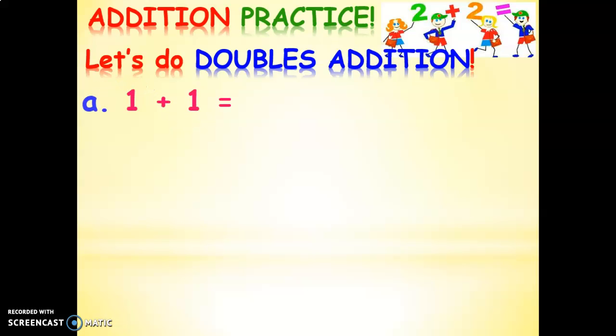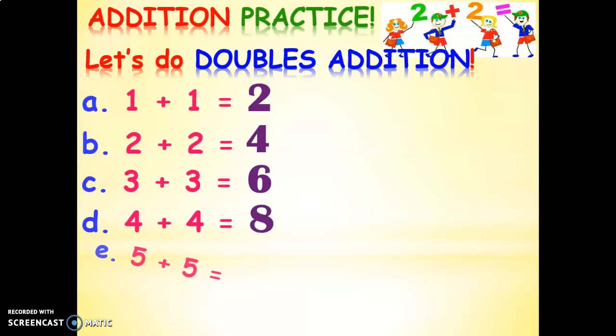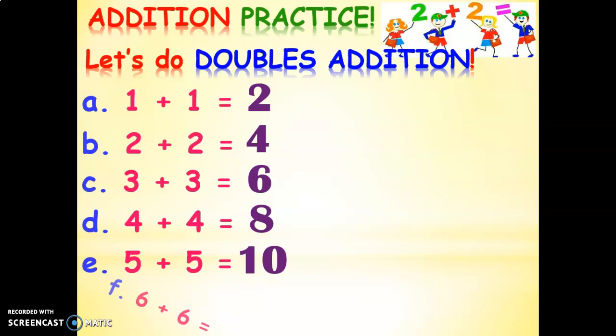For letter A, 1 plus 1 is 2. B, 2 plus 2 is 4. Letter C, 3 plus 3, the answer is 6. Letter D, 4 plus 4 is 8. Letter E, 5 plus 5, the answer is 10. For letter F, 6 plus 6 is equal to 12.